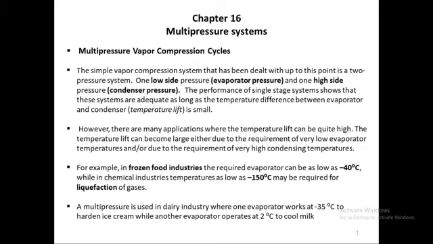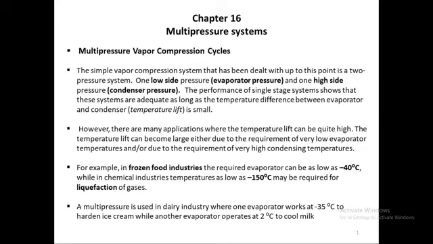The simple vapor compression system that has been dealt with is a two pressure system, one low side pressure, which is the evaporator pressure, and one high side pressure, which is the condenser pressure. The performance of a single stage system shows that these systems are adequate as long as the temperature difference between the evaporator and the condenser, which is called temperature lift, is small. Generally minus 15 to minus 25 degrees centigrade is the lowest temperature they can produce.